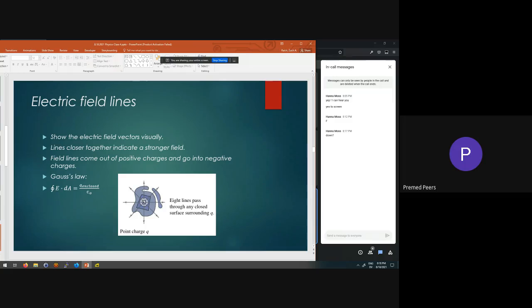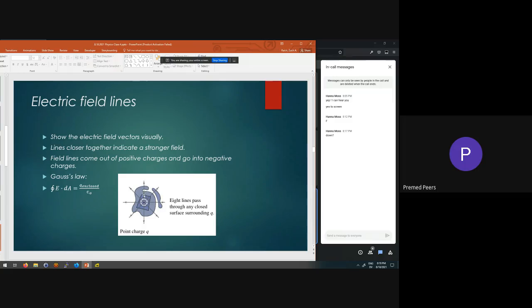Each line here represents a certain amount of electric field. And each line represents the same amount, so that the amount they represent is arbitrary, but it's always the same. And then this is that direction. The lines point out from a positive charge. This is a positive charge.